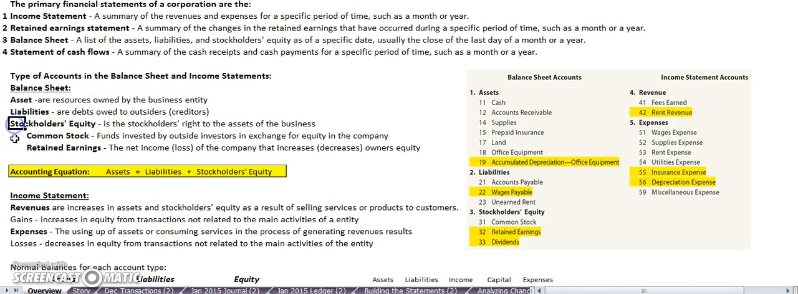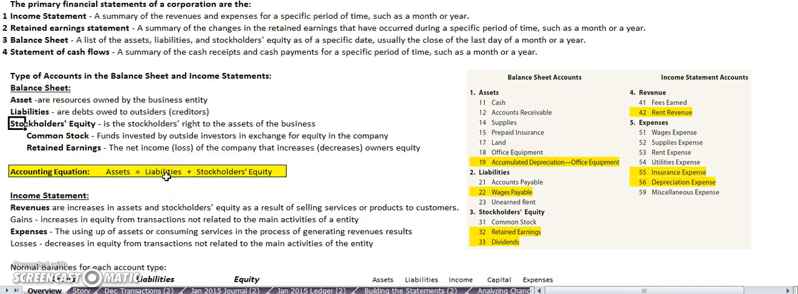Stockholders' equity is sort of the leftover. Assets minus liabilities is stockholders' equity. Here we have the accounting equation. The accounting equation says that assets equals liabilities plus stockholders' equity. Think a little bit about it as a house. Let's say you own a house, and the house is worth $500,000. So that's the asset, right? The house is worth $500,000.